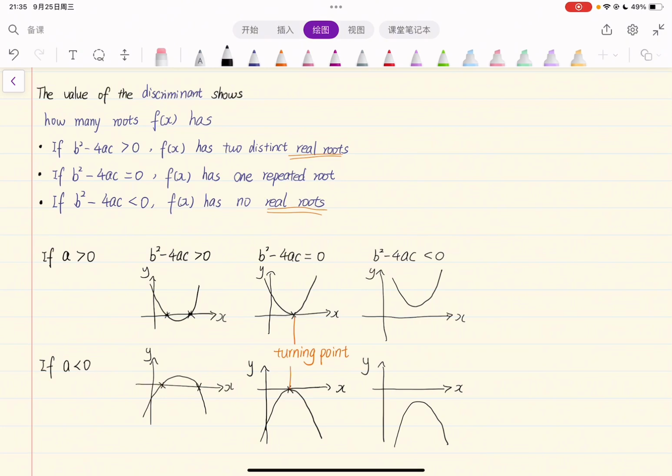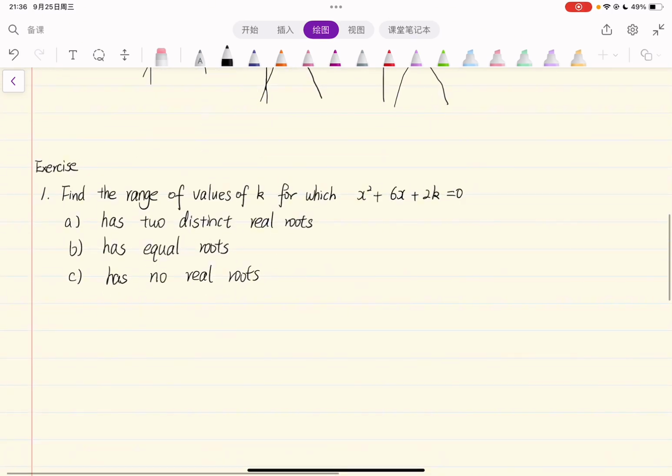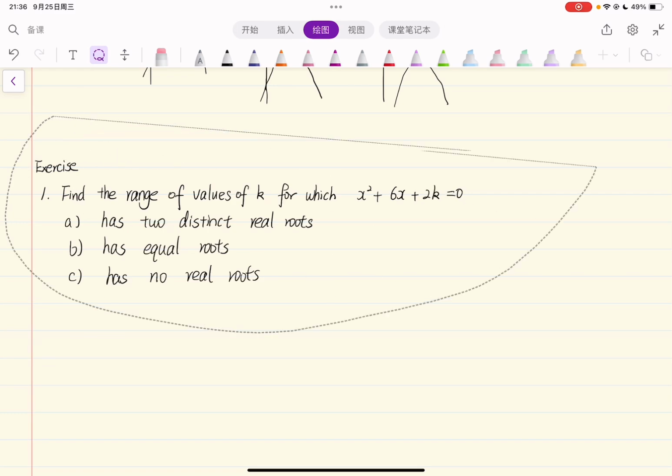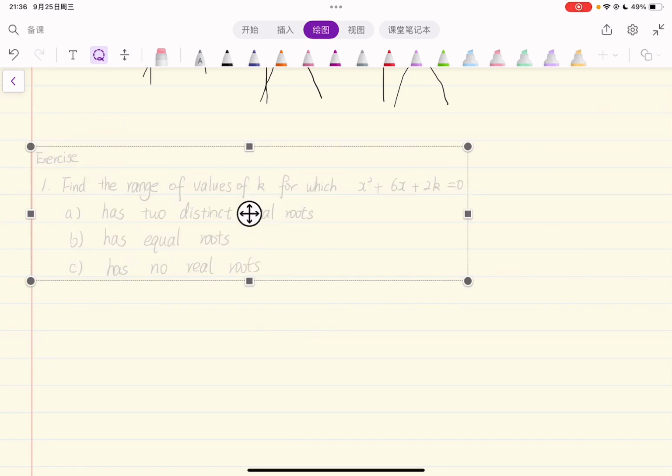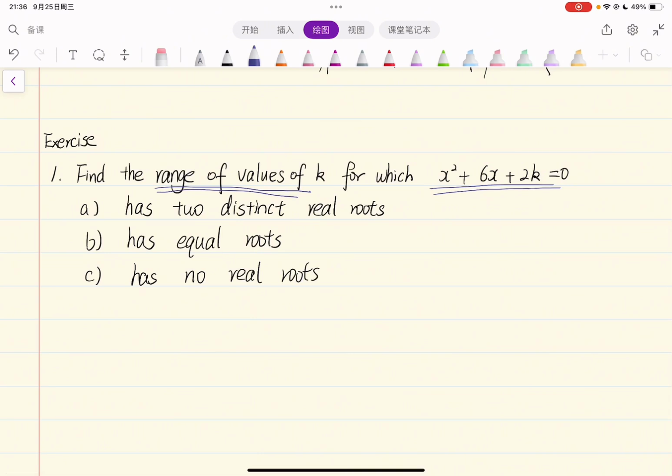Okay, now we have learned all the knowledge. For this lesson, we need to practice. So let's do some questions. For this question, we are asked to find the range of values of k for which x squared plus 6x plus 2k equals 0. There are 3 parts, 3 questions. So the first one: 2 distinct real roots.